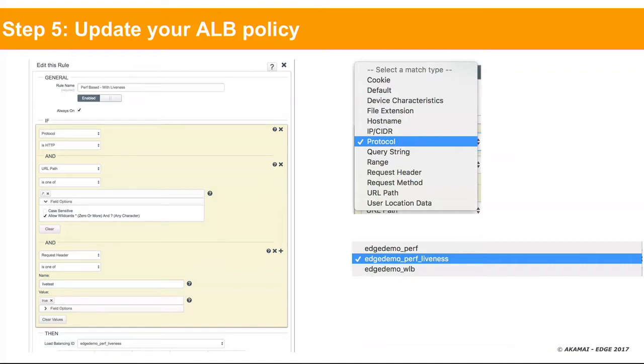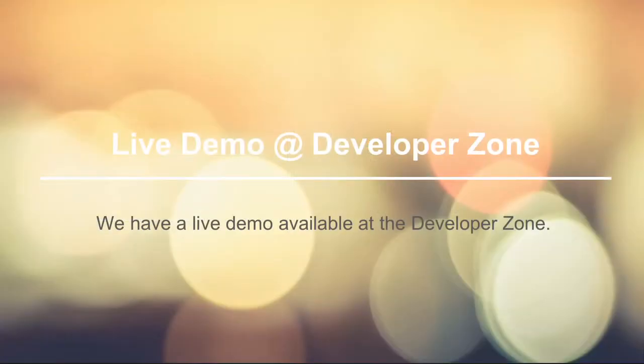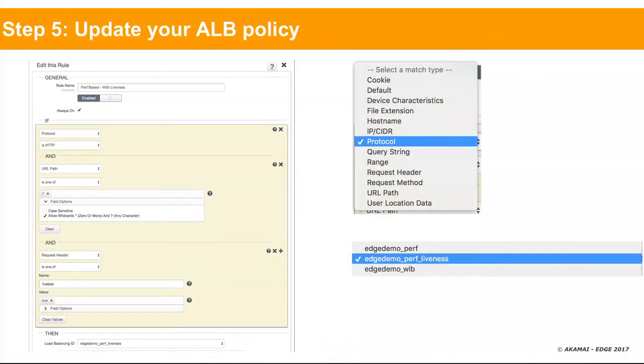So you start out by defining a name. I've placed a bunch of criteria out here for you. Protocol being HTTP, I've made it site-wide, and then I look at a certain request header called live test just for testing purposes. And then in the end, you just make one decision. What is your load balancing ID? This load balancing ID is what we defined in the previous slide.